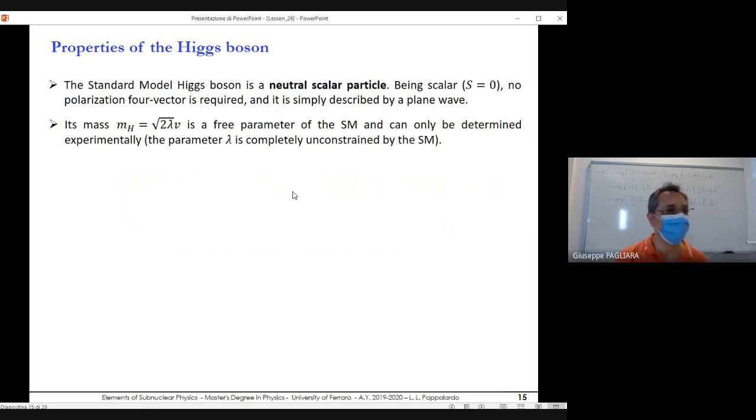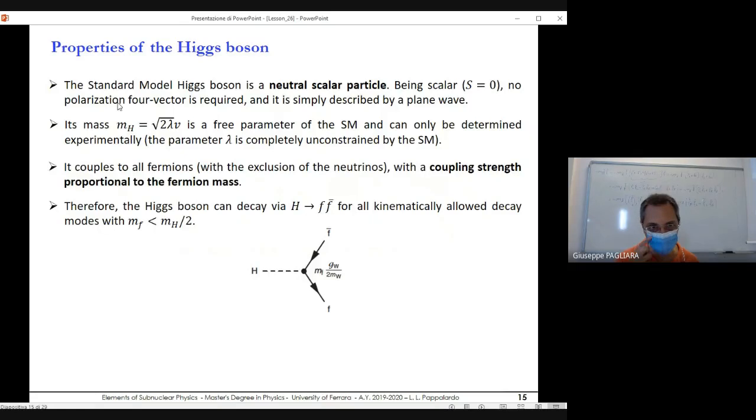So the Higgs boson in the standard model is a neutral scalar particle. The charge is 0 and the spin is also 0. Being a scalar particle, it has no polarization vector in its definition, so you can just describe it as a plane wave. The mass, as we've seen, is a function of the vacuum expectation value of the Higgs, which is a number, 246 GeV. So this we can calculate, but we don't know anything about the lambda parameter. It is completely unconstrained from the theory side.